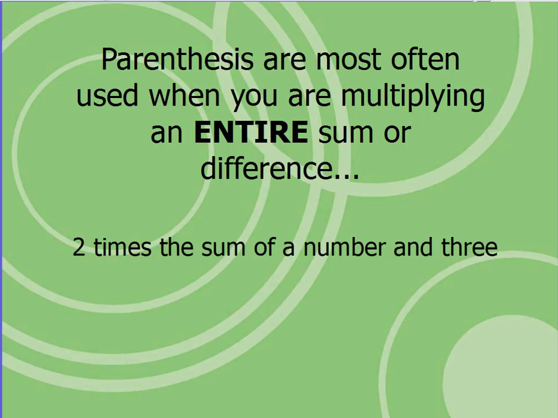If I have the phrase 2 times the sum of a number and 3, what are we multiplying by 2? Are we multiplying 2 times a number? Are we multiplying 2 times 3? Well, according to this, we're multiplying the entire sum by 2. And that's when we need to use some parentheses. The sum itself is going to go inside those parentheses: the sum of a number and 3, and I'm multiplying the whole thing by 2. That's what this sentence is telling us to do.